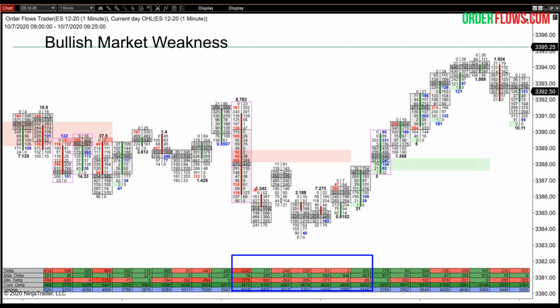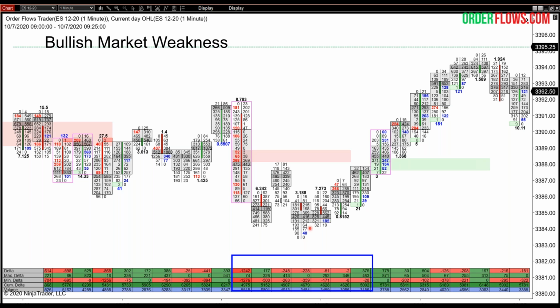Get the big down bar, okay? Minus 1200 in the delta. And then you just sort of rotate around back and forth, go sideways. But you can see here, right? You have positive delta here on this red up bar. Then you got this doji bar. It's minus 245. The next red bar, minus 228. The next red bar, minus 51. Then this green candle, minus 2.